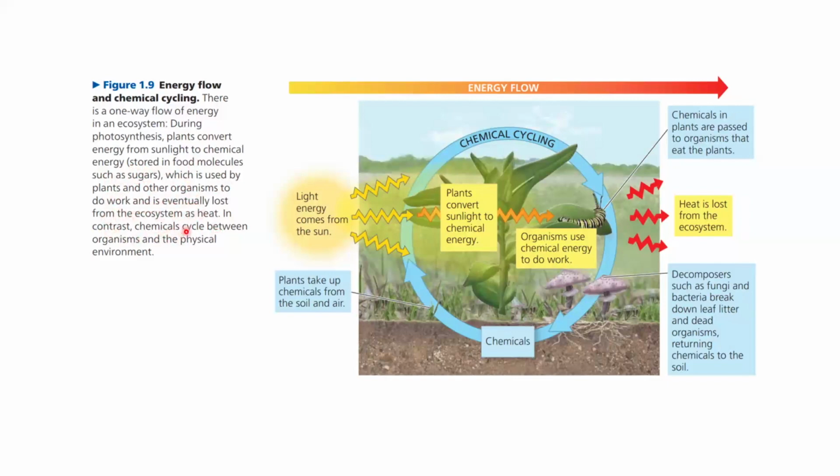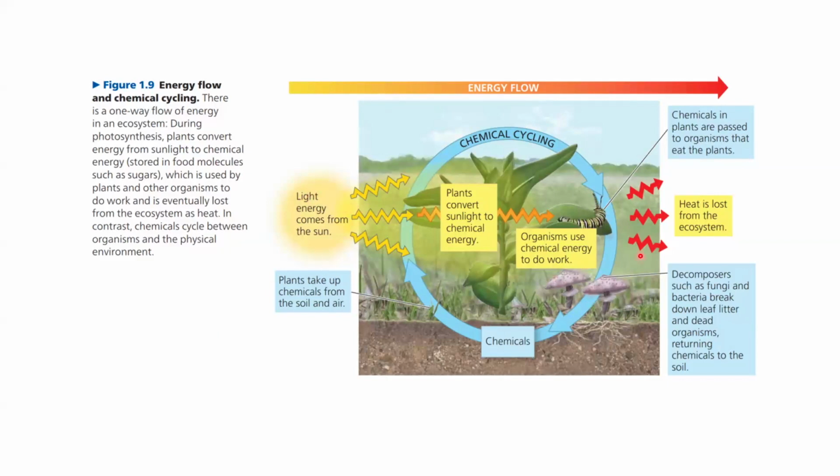In contrast, chemicals cycle between organisms and the physical environment. So yeah, there's this aspect of energy lost as heat, where heat is a form of energy, okay, but heat is not a useful form of energy, where generally speaking, or pretty much as of now, universally speaking, organisms don't know how to use or harness heat as a source of energy. And we just radiate it off.